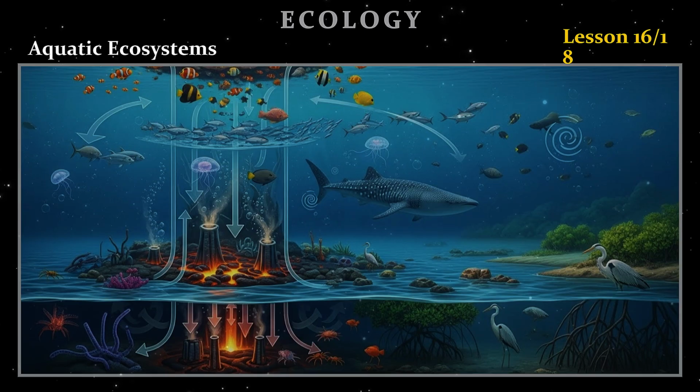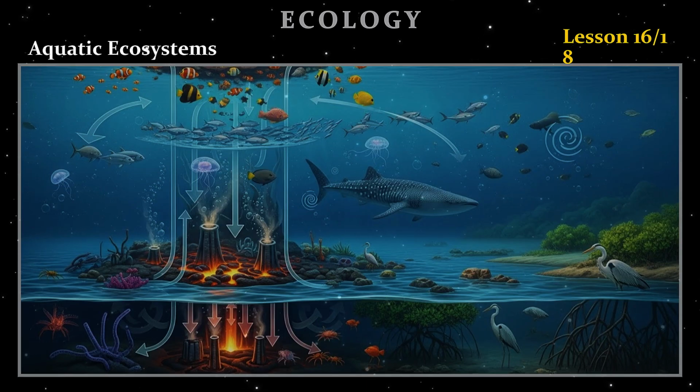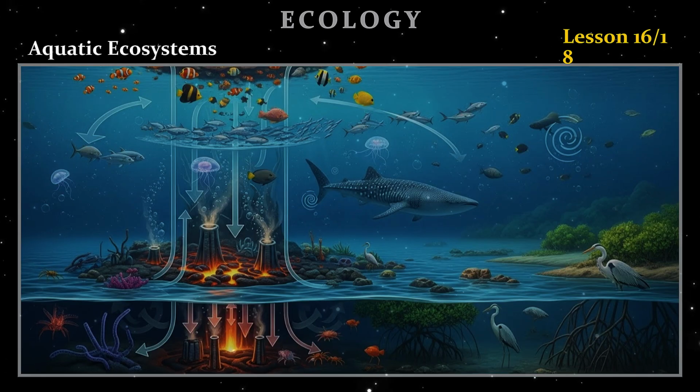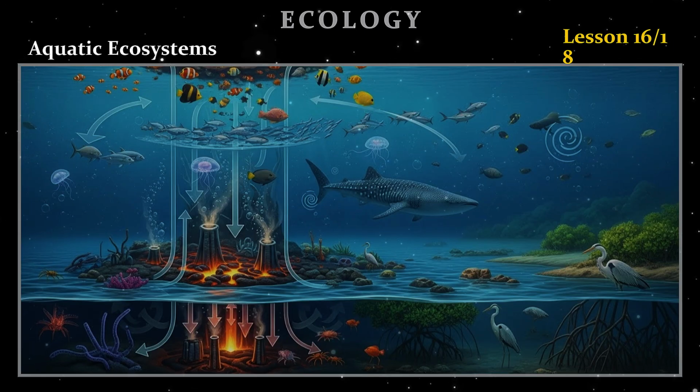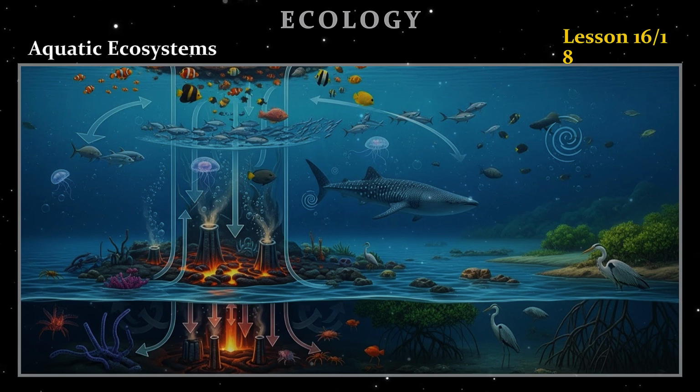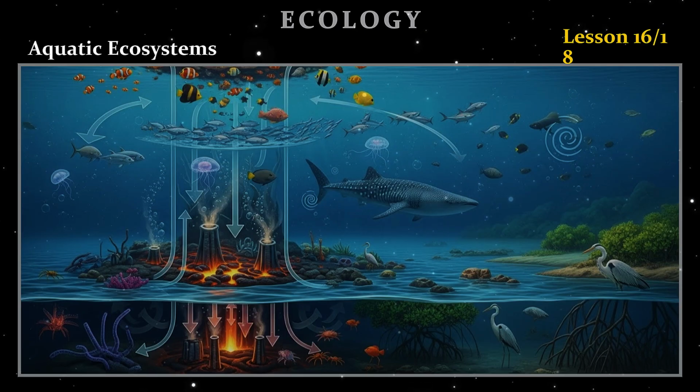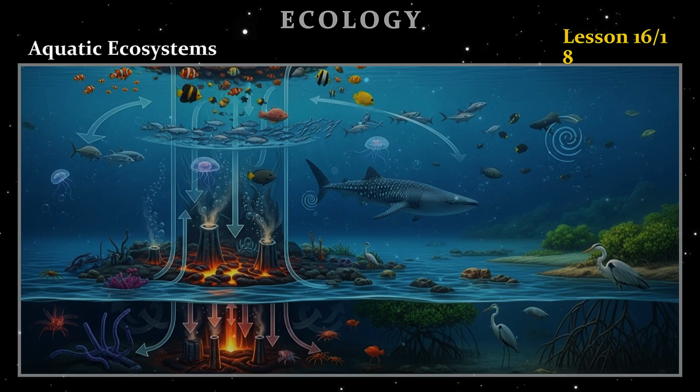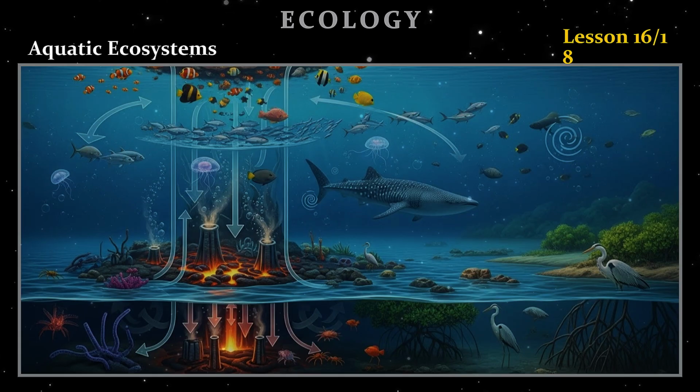We divide the aquatic world into two great realms based on salt, freshwater and marine. Let us begin with freshwater. The study of inland waters is called limnology. When we look at a lake, we see distinct zones defined by light. At the edge is the littoral zone. This is the shallow water near the shore where sunlight reaches the mud. Here, rooted plants like lilies and cattails can grow. It is the most diverse part of the lake, teeming with frogs, insects, and small fish.